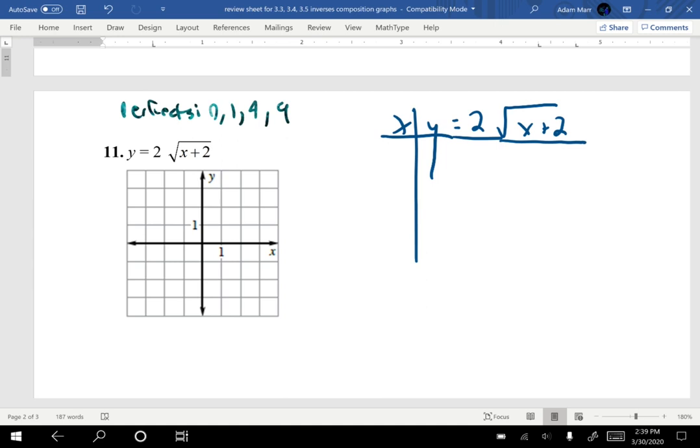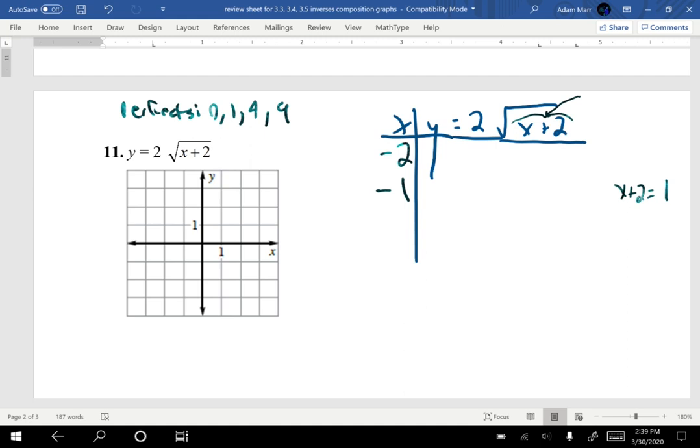So let's see here. What x value would turn this entire radical into 0? Well, x would have to be negative 2. So we can use negative 2 first. Then what other x value can I put in here that will turn this into positive 1? Basically you're doing algebra in your head. x plus 2 equals positive 1. What number would that be? Well, that would be negative 1, right?